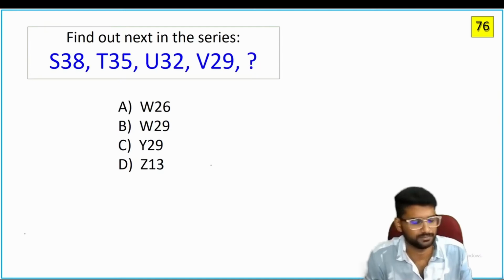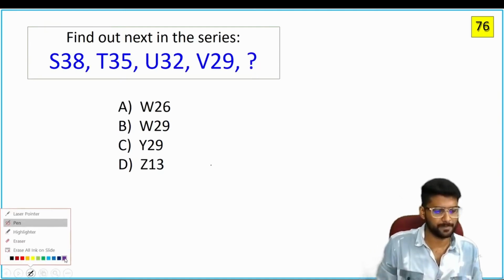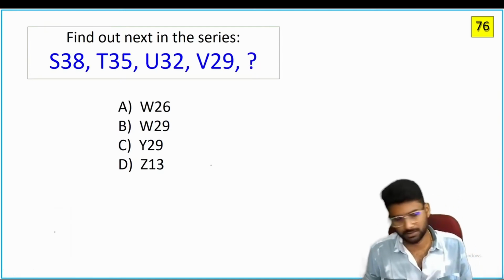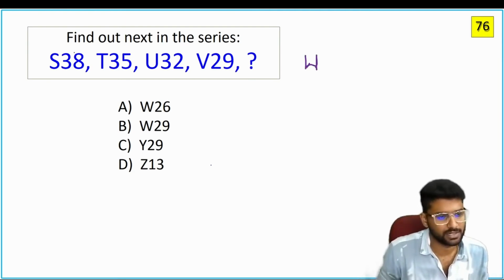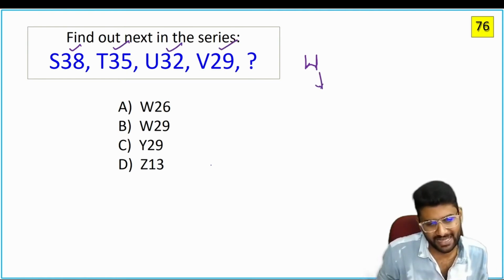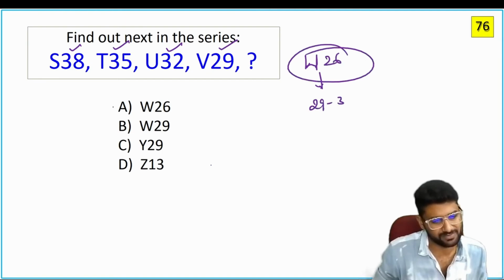Question from series. S T U V W. Now 38, 35, 32, decreasing by how many units? 3. So 29 minus 3. So the answer is 26. It's a simple question.